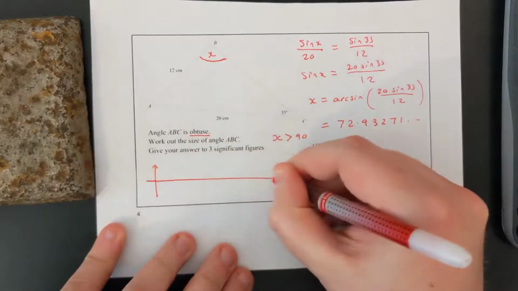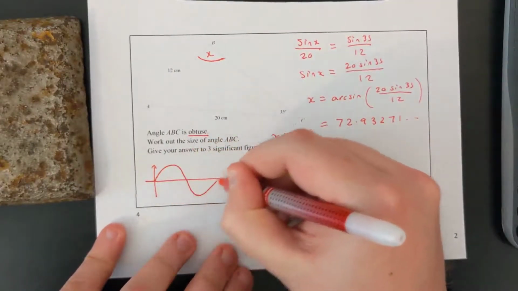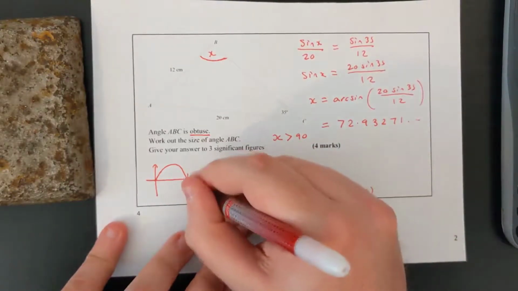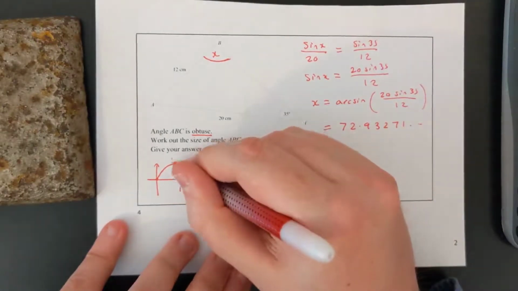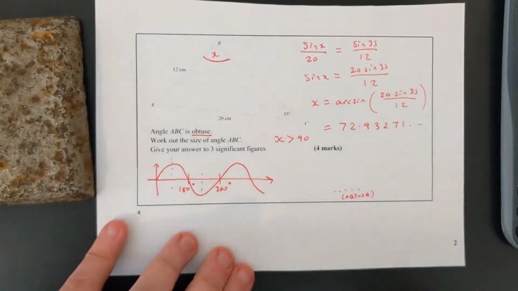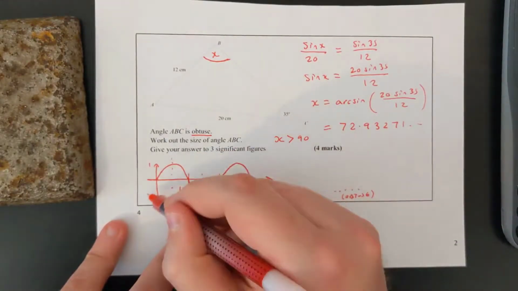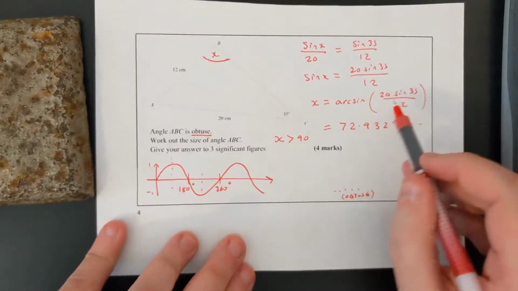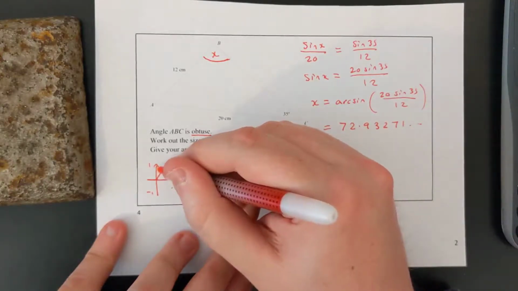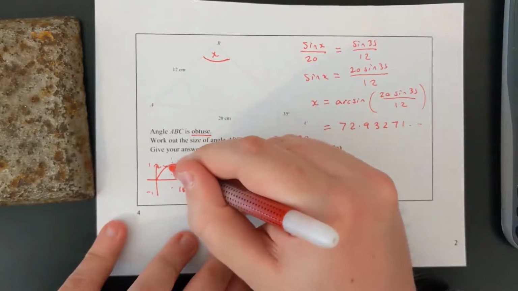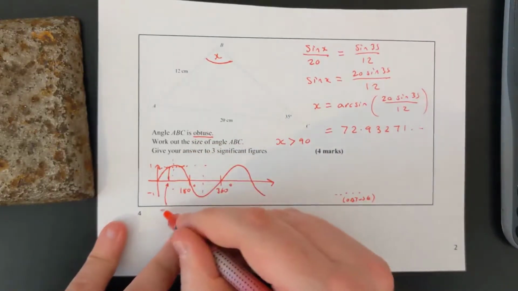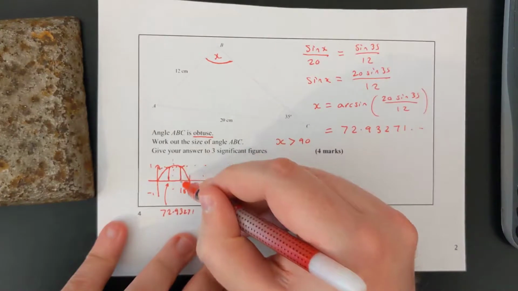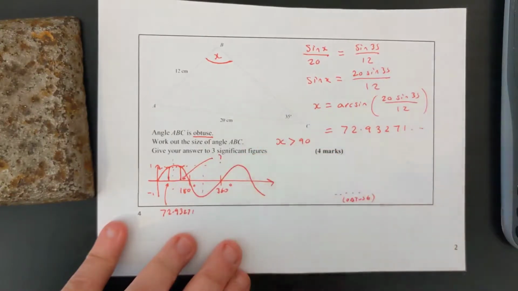I need to think about the graph of sine. My sine graph looks something like this. It's a sinusoid, it's periodic. It has a period of 360 degrees. It's symmetrical, or at least these curved bits are symmetrical. And we're going between 1 and -1. And I had arc sine of this, 20 sine 35 over 12, which gives me some value here, basically, if I trace it along. And I found this value here was equal to 72.93271. And I want my obtuse angle, so I want this value here. That's what I want to find out.